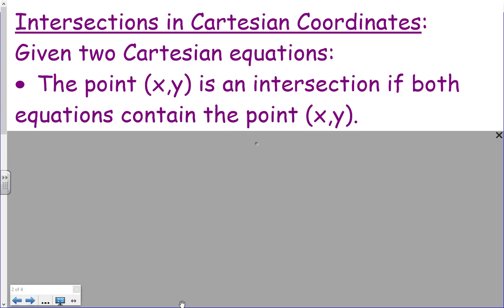So the first thing to note here: if you're trying to find intersections of Cartesian coordinates, we're talking about given two Cartesian equations, and you're trying to find the intersections. It turns out that the point (x, y) is going to be an intersection if both equations contain that point (x, y). And I hope that at this point that seems obvious to us.